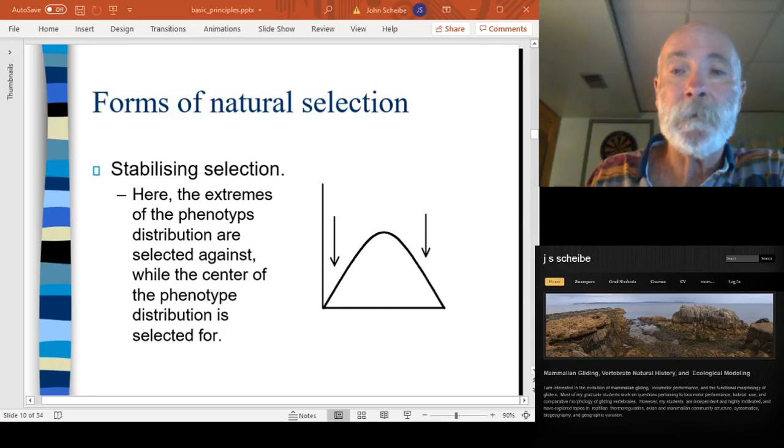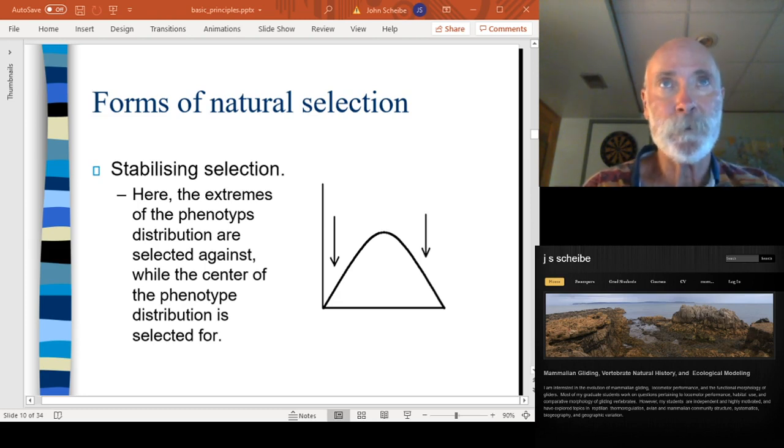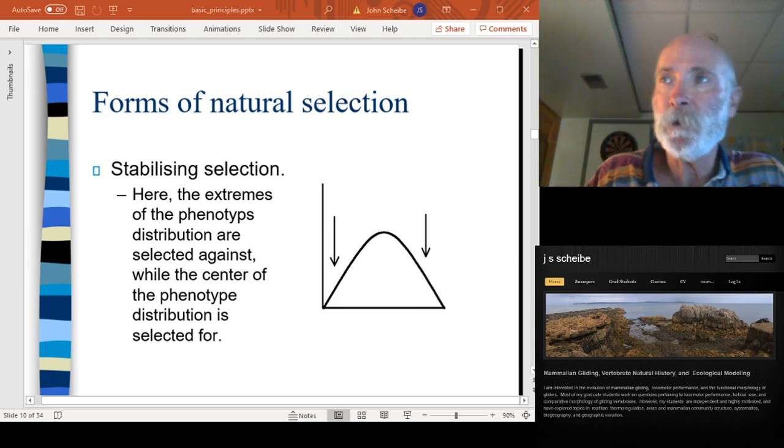Let's review the different forms of selection. The first of these is stabilizing selection. This is simply where the extremes of the phenotype distribution are selected against, and the middle of the phenotype distribution, therefore, is selected for. All sorts of different examples of this. You could use body height or birth weight in human babies. We used birth weight in our example in class.